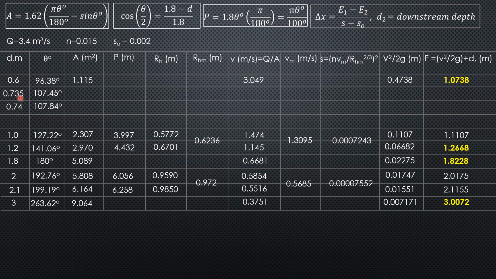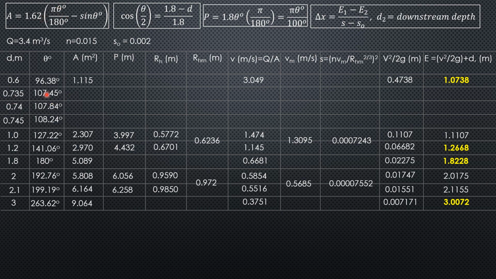I'm not saying that that's really the value. I tried 6 values before I got the almost correct value. So 0.735, let's begin with this. Let's compute for theta: 2 inverse cosine of (1.8 minus 0.735) over 1.8, close in your calculator. So 107.45 degrees. The area, substitute here, 1.62.